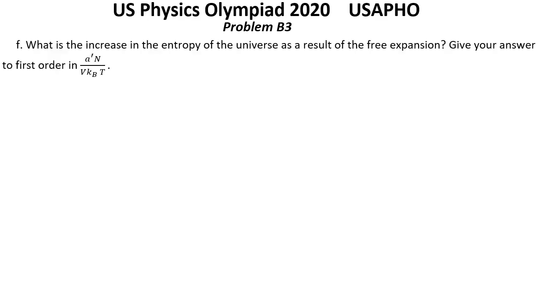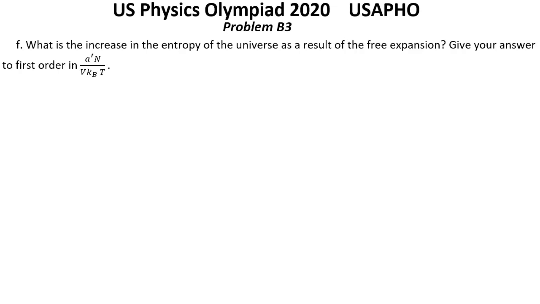Solution for question F. The entropy of the surroundings does not increase as a result of the free expansion. No heat is dumped to the surroundings, and the surroundings remain in thermal equilibrium. However, the entropy of the gas does increase because the gas is momentarily not in equilibrium. Therefore, we just have to compute the increase in entropy of the gas.